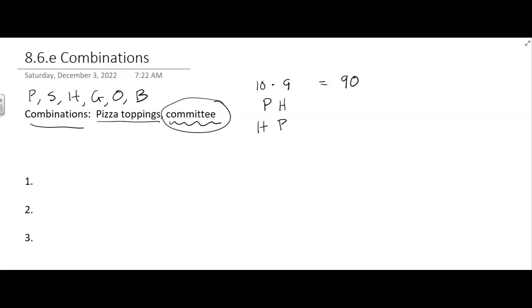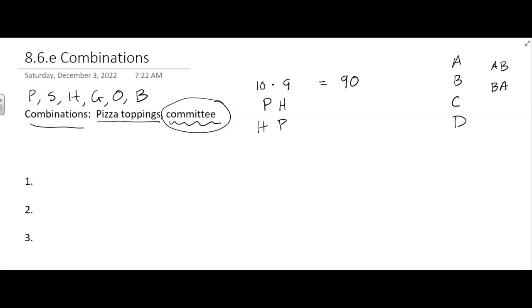Same thing with the committee. You're going to have people, and you have Adrian and Betty and Charles and David. And you say, hey, we're going to get 2 people to go get the pizzas. Well, somebody says, okay, let's have Adrian and Betty go get the pizzas. Somebody says, well, let's have Betty and Adrian go get the pizzas. Well, the order doesn't matter, right? It's the same choice. All right, so that's what combinations are based on.